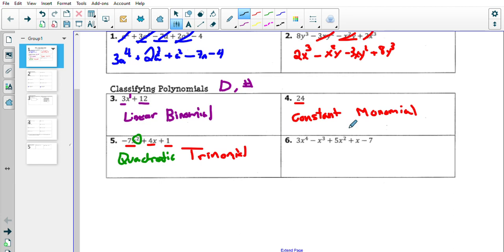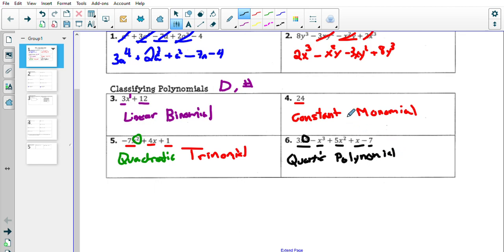All right, and the last one that we've got, number 6 here, and we look for the degree, highest exponent being a 4. That tells me it is a quartic. Okay, so we have a quartic, and we have 1, 2, 3, 4, 5 terms here. And if we have at least 4 terms, so if we have 4 or more terms, we just classify this as a polynomial. Okay, means many terms.